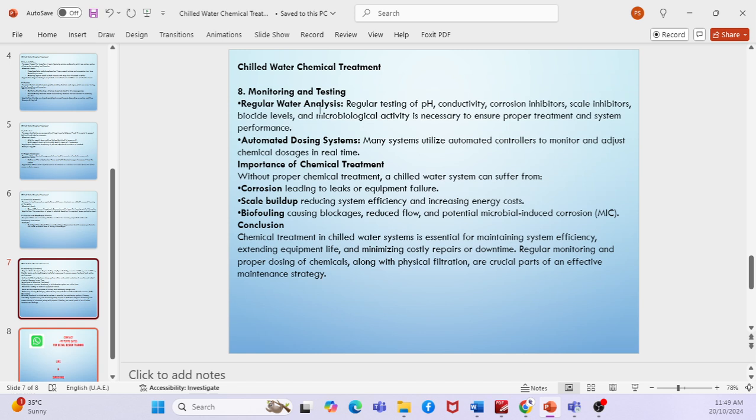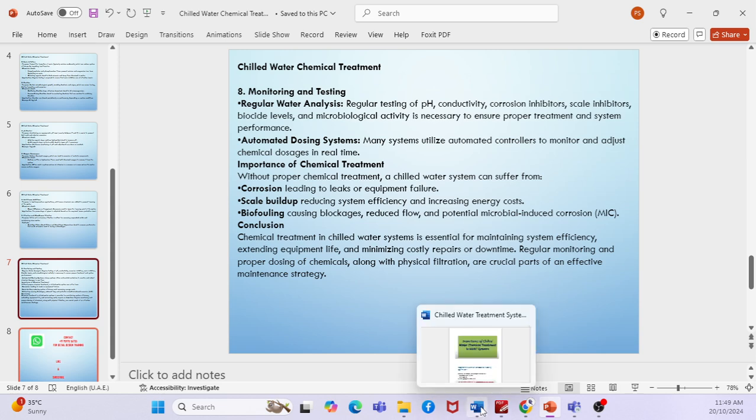Okay, so regular water analysis is normally done, with regular testing of pH, conductivity, corrosion inhibitor, scale inhibitor, biocide level and microbiological activity, which is necessary to ensure proper treatment and system performance. We check all these parameters, and wherever required we add the chemical. For pH you have one chemical, for conductivity you have a chemical, for corrosion inhibitor you have different chemicals. If the corrosion inhibitor level is low, then you will add the corrosion inhibitor chemicals. Clear? So this is just the theory part.